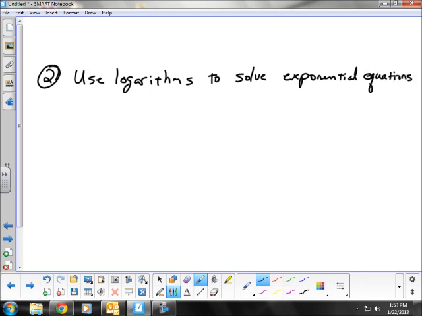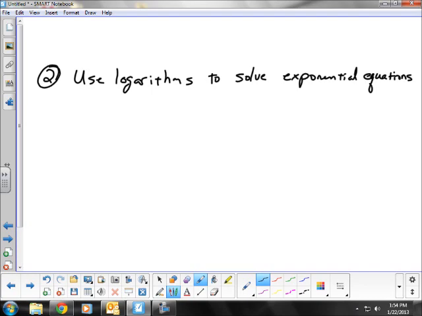Okay, so we're going to talk about how we can do this using logarithms, and this method works for any exponential equation. So if you happen to not notice that there's one that you can do the shortcut on, this method is going to work. Okay?